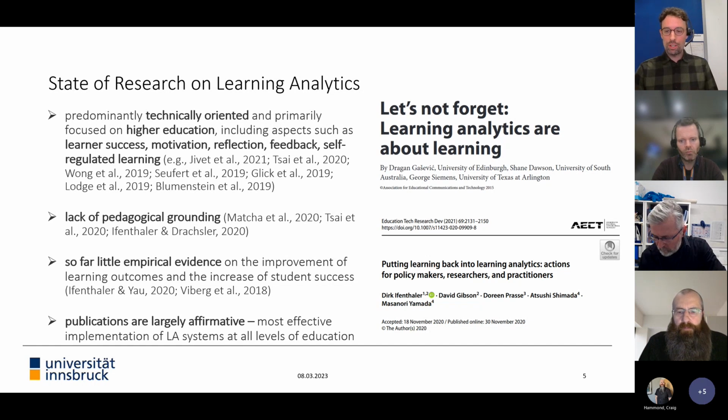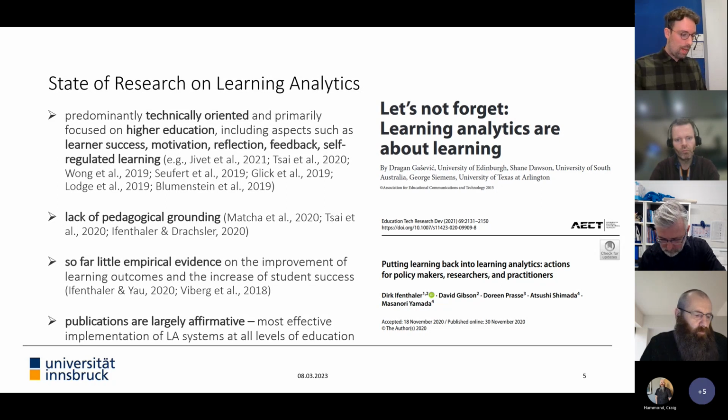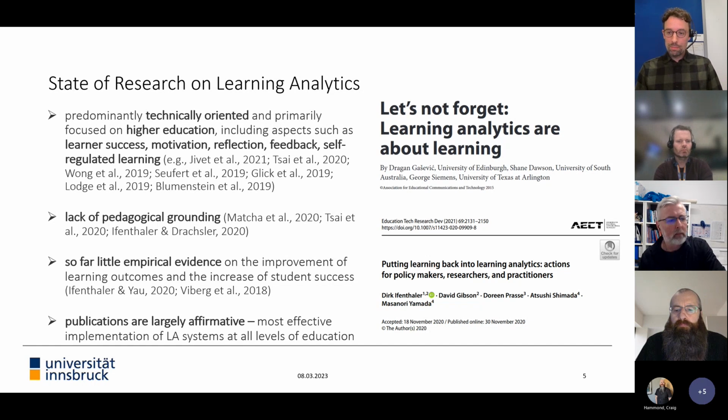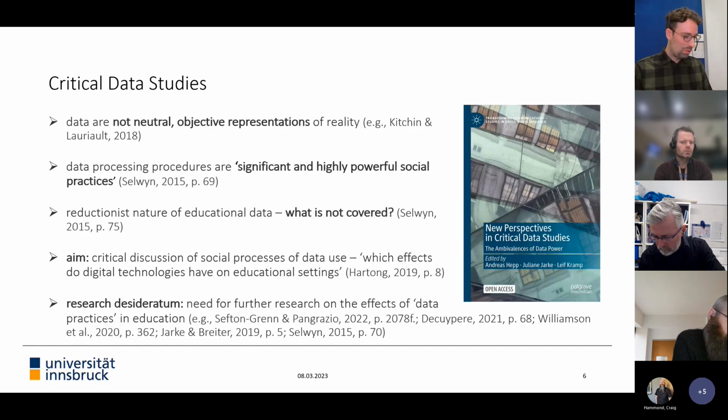Nevertheless, most publications are largely affirmative, and they are concerned with the most effective implementation of learning analytics systems at all levels of education. Criticism is mostly reduced to privacy, data literacy, or usability issues. However, there is also critical research, but more on the general topic of learning technologies.